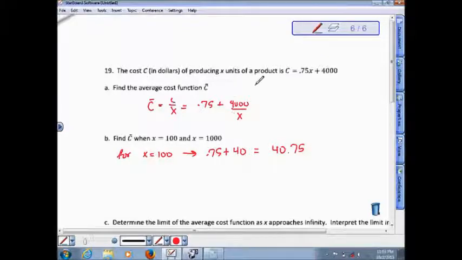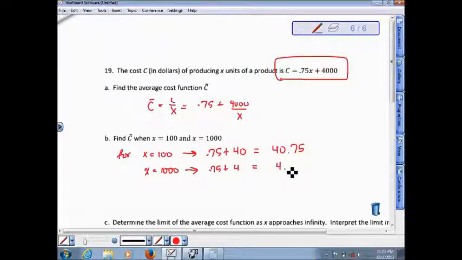Now, if we go back and take a look at the cost function, they have a pretty small unit cost. It's 75 cents per unit, but they have a pretty large initial cost here of $4,000. So they're not producing very many with x equals 100, and because of such a high initial cost, their average cost is going to be rather high, but as they start to produce more, so for x equals 1,000, this is 0.75 plus 4,000 divided by 1,000, which is 4, so you can see that dramatically reduces the average cost per unit of producing that commodity.